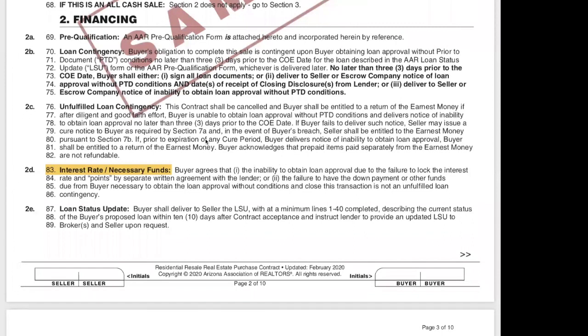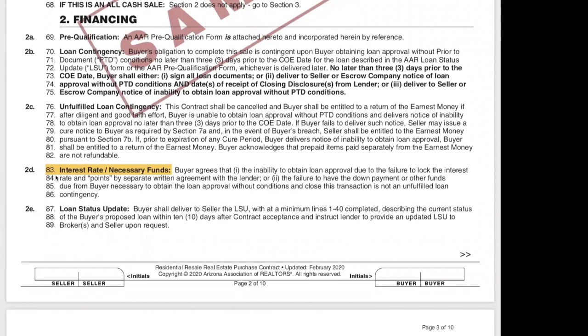And what I'm going to do is I'm going to share my screen so you can read this along with me. There we go. Sorry, it took me a little bit longer than I meant for it to. So we're at section 2 of the contract. We're at line 83, section 2D.